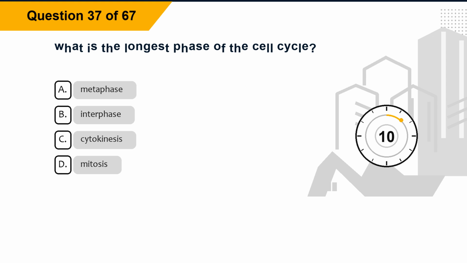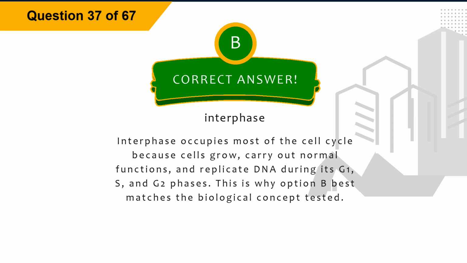Question 37. What is the longest phase of the cell cycle? Option A, metaphase. Option B, interphase. Option C, cytokinesis. Option D, mitosis. The correct answer is option B, interphase. Explanation. Interphase occupies most of the cell cycle because cells grow, carry out normal functions, and replicate DNA during its G1, S, and G2 phases. This is why option B best matches the biological concept tested.